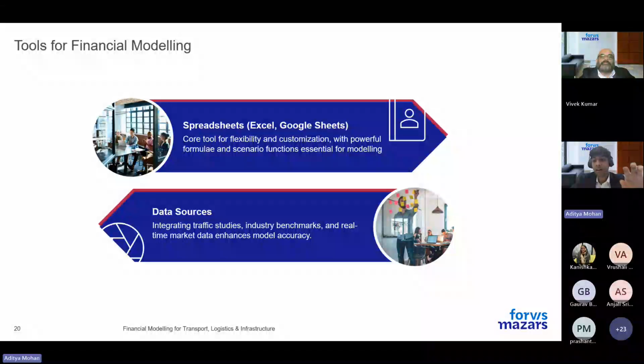Then comes your data sources. Your model is only as good as the data you feed into it. That's why strong data inputs like traffic studies, industry benchmarks, capex trends, land rates, construction timelines are all essential for accuracy. Now, where does this data come from? You could look at government reports from NHAI, DPIIT. You can do your industry research. You can look at past project feasibility reports, and you can also look at market surveys or vendor quotations.